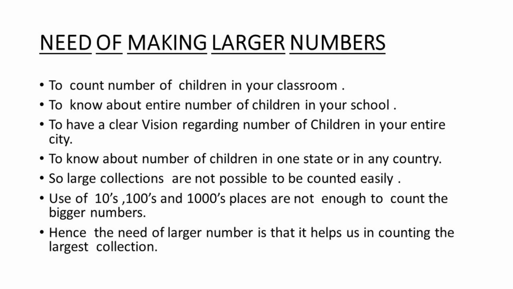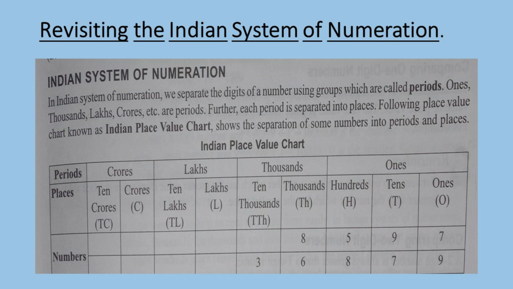So now, before understanding the making of larger numbers, we will deal with the topic of the Indian system of numeration. We will just revise this topic, as we have learnt it in your previous class also. Now children, you can see on the screen how many periods the Indian system of numeration has. It has 4 periods. They are the ones period, thousands period, lakhs period and crores period.